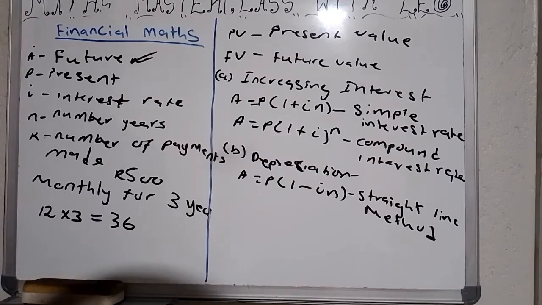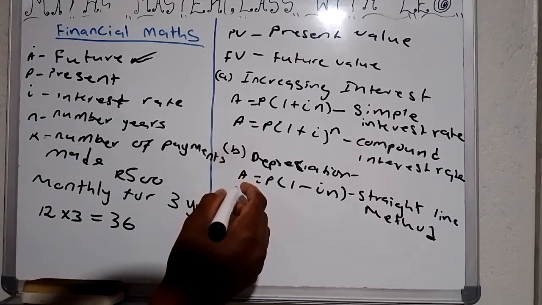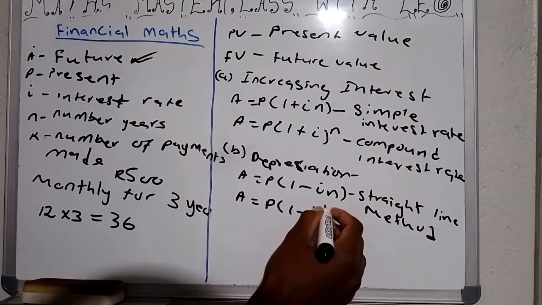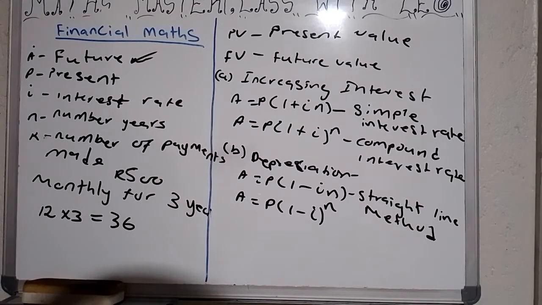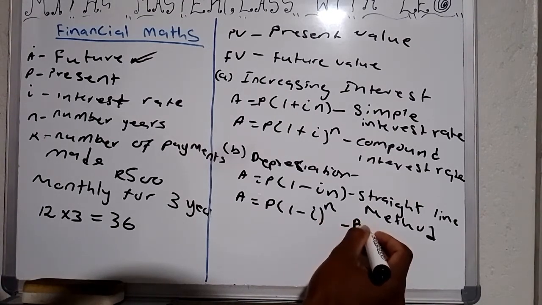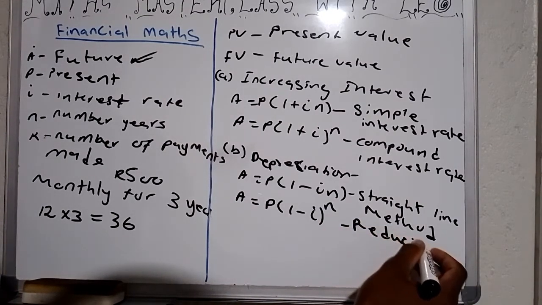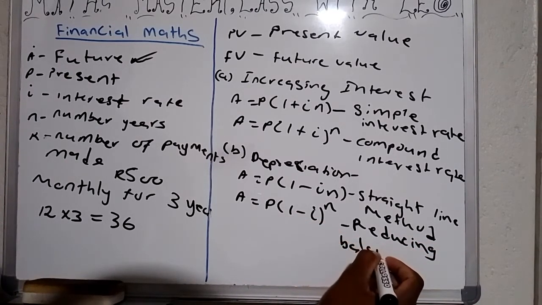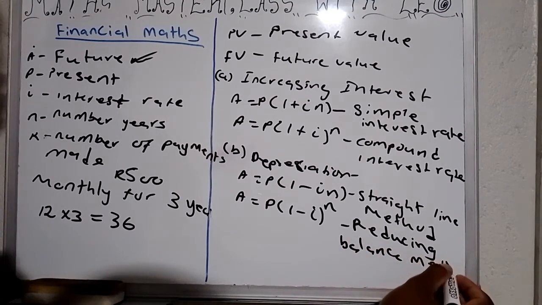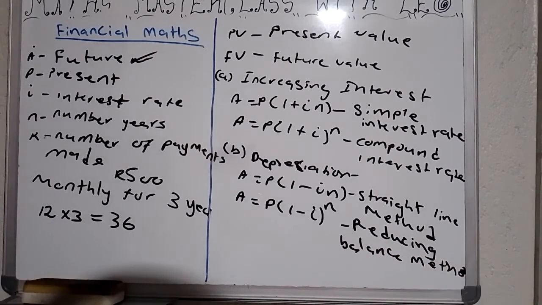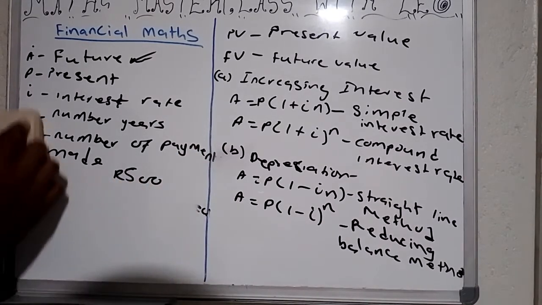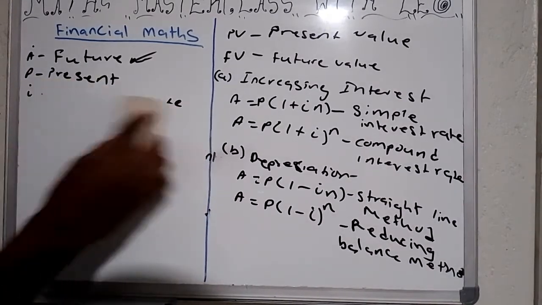Right, and then we also have another one that says A is equal to P into 1 minus I to the power N, right? This is for the reducing balance method. We still have 2 more formulas to talk about. Let me just erase here.